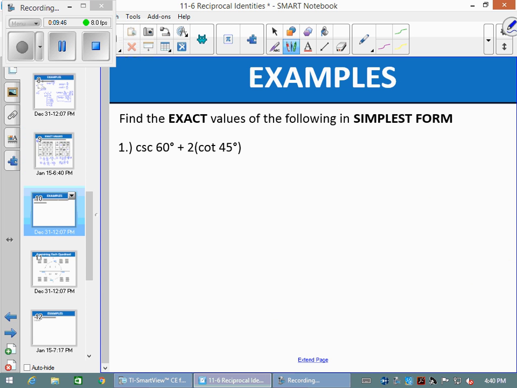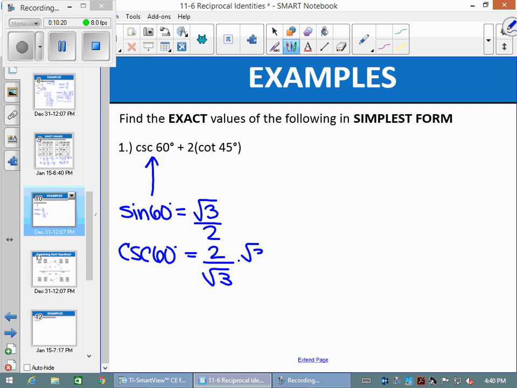We're being asked to find the exact value for the following trig functions in simplest form. So I'm going to break this up into two pieces. Let's first just look at the cosecant of 60. So I want to remember that the cosecant function is the reciprocal of the sine function. So the sine of 60 is something you are responsible to memorize. The sine of 60 is radical 3 over 2. So that means the cosecant of 60 is 2 over radical 3, which we would then rationalize to get 2 radical 3 over 3.